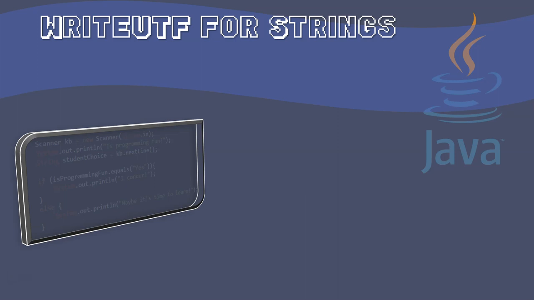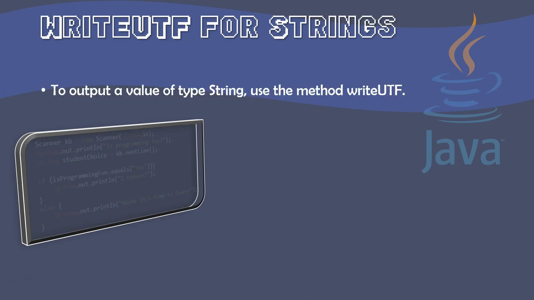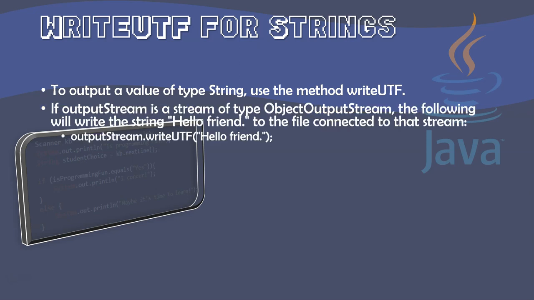Well, before we get to that, let's talk a little bit about writeUTF for strings. So to output a value of type string, we use the method writeUTF. If outputStream is a stream of type ObjectOutputStream, the following would of course write the string hello friend to the file connected to the stream. outputStream.writeUTF("hello friend").